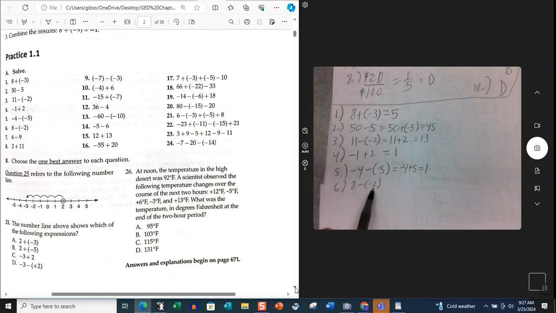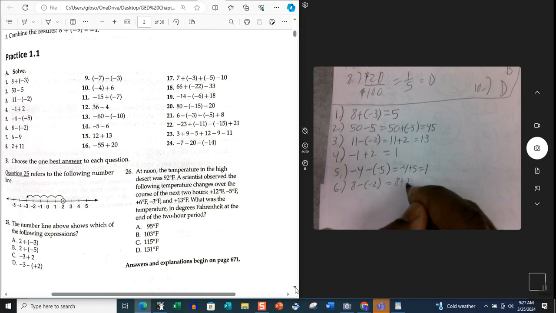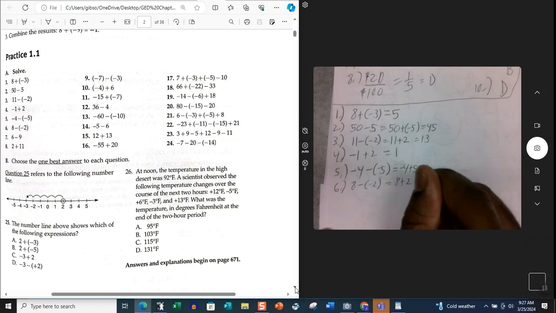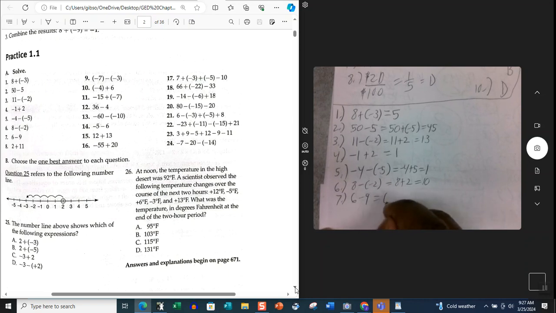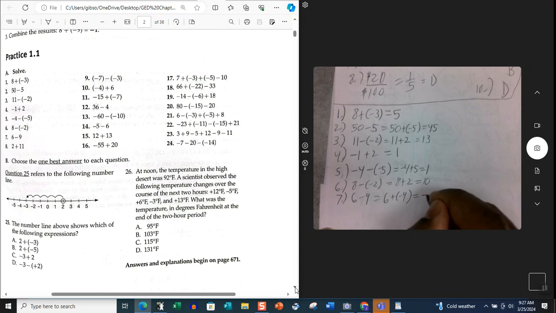Number 6, we had 8 minus a negative 2. Now 8 minus a negative 2, minus a negative, just like we did here in problem 3, it becomes positive. So this will become 8 plus 2, and 8 plus 2 is 10. Now number 7, we have 6 minus 9, which is the same as saying 6 plus a negative 9. 6 plus a negative 9, 9 is larger than 6, and 9 has a negative sign to it, so we will carry over our negative symbol. 9 minus 6 is 3, so your answer here is negative 3.